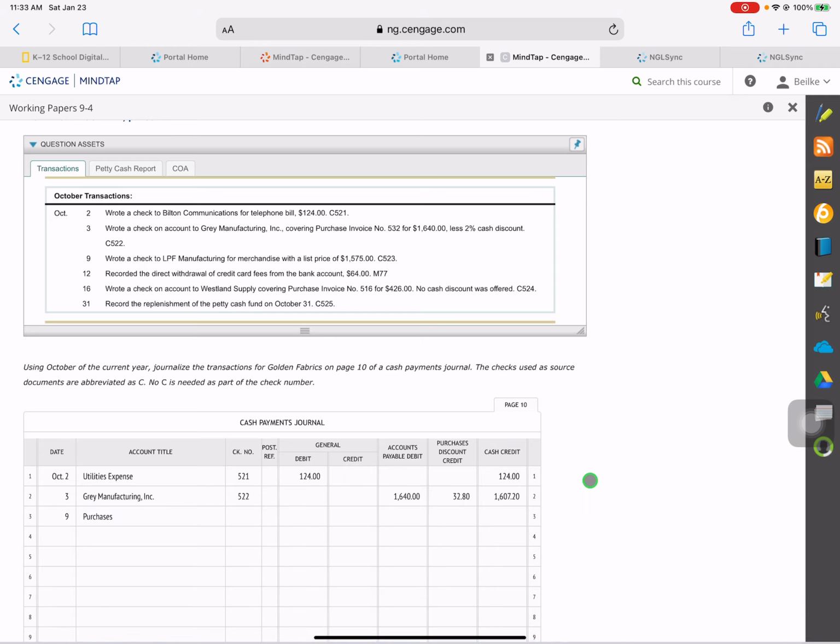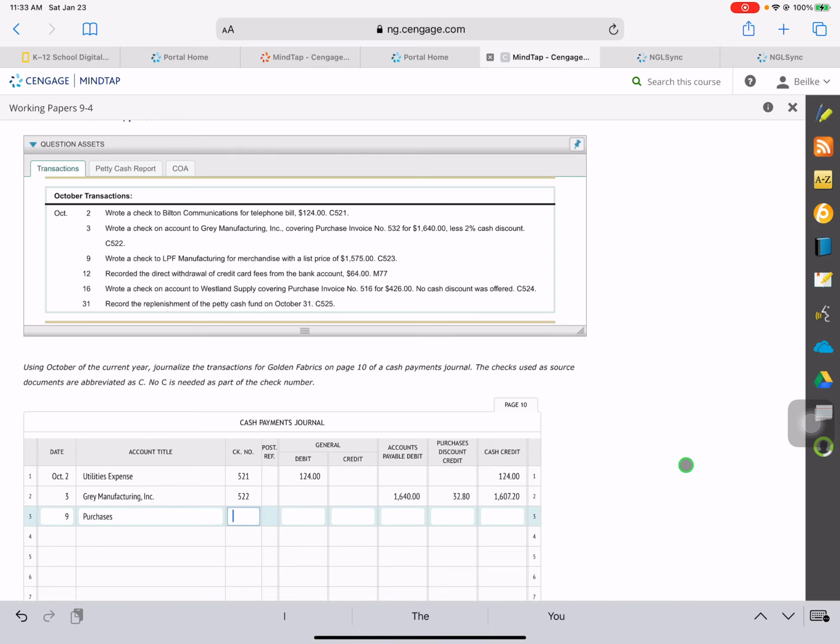And purchases, remember, are items that we are going to resell. We wrote out check number 523. Okay, purchases is going to increase. To increase purchases, we have to debit it because purchases has a normal debit balance. And the amount we paid was $1,575. And we paid cash for that merchandise, $1,575. Remember, if we purchase on account, we use our purchases journal. This is a purchase for cash.